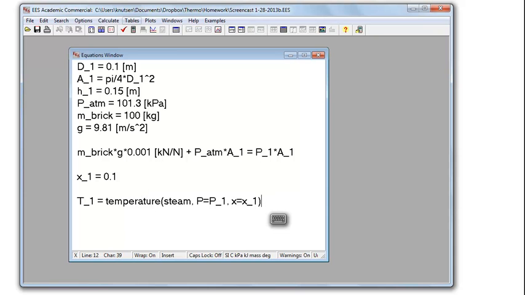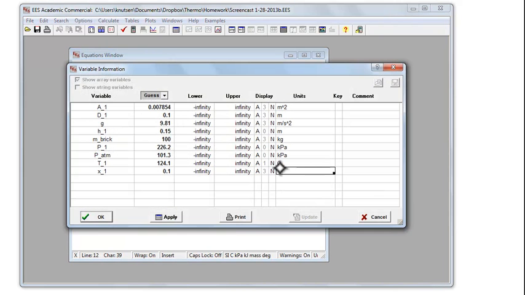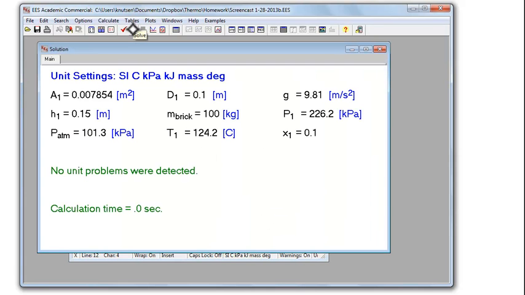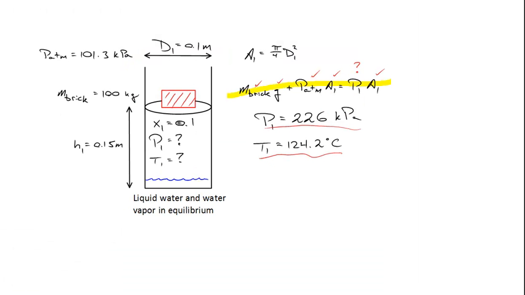I query it, and I'll come to the units, and the temperature in degrees C, which we would expect. Quality is dimensionless. I click OK, and if I click the calculate button, I come up with T1 is 124 degrees C. Let's say we'd also like to know, with a quality of 10%, what the total mass of water is in the system, in both the liquid and the vapor phase. We want to figure out what M1 is equal to.